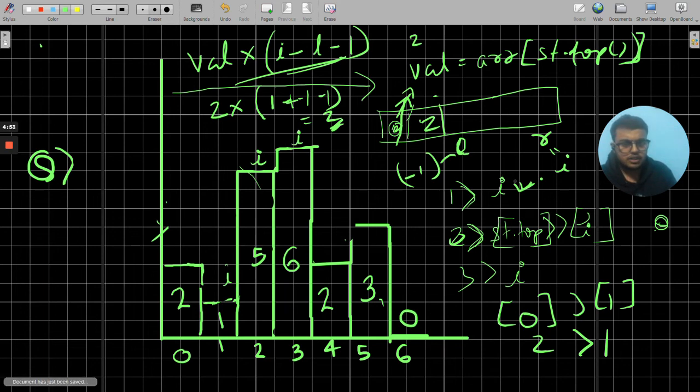And now I'll be taking my I to the third index. Now I'll be checking which conditions are true. So this is false, this is also false, this condition is true. So I'll be just inserting my 3. Now I'll be taking my I to here.